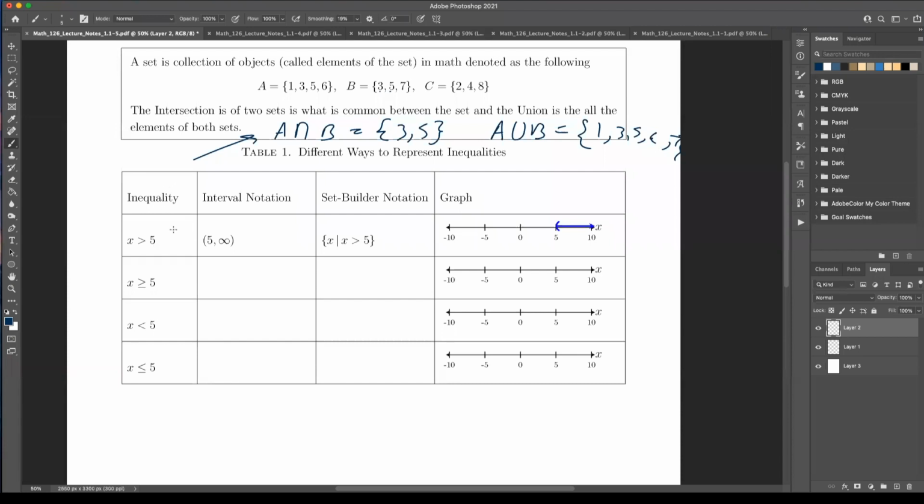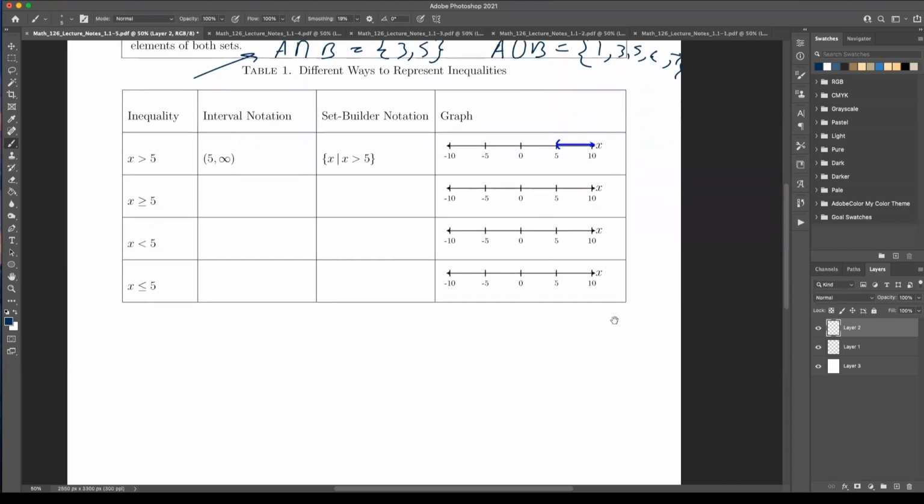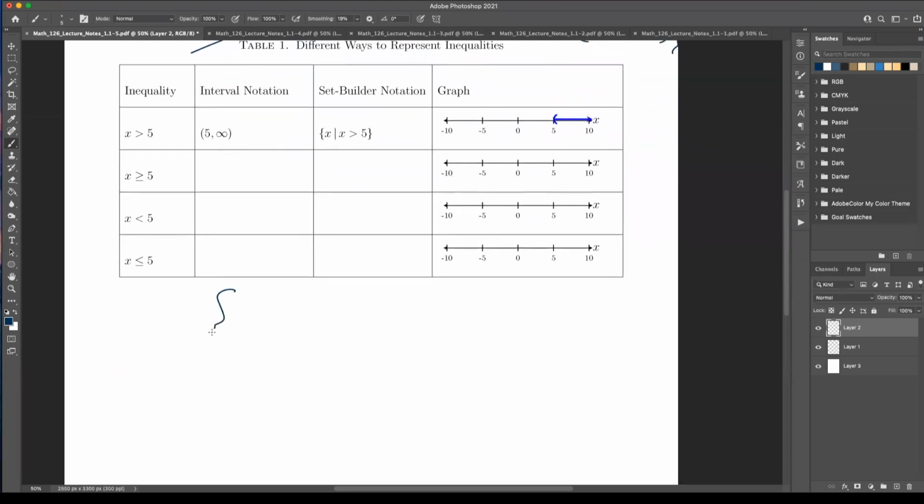So just to be clear what I want, here's the inequality written as an inequality. This is in interval notation. This is in set builder notation, and here's the graph. Let me explain set builder notation. So this part here and this part here means the set of. I'll go ahead and use different colors real quick.